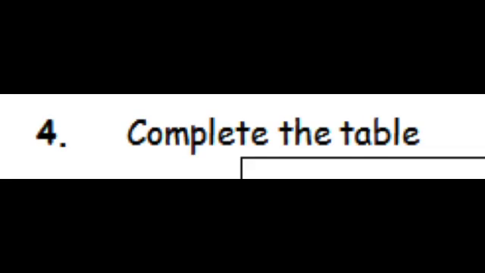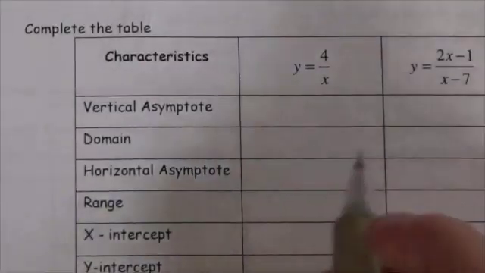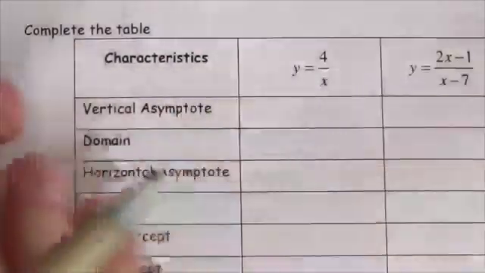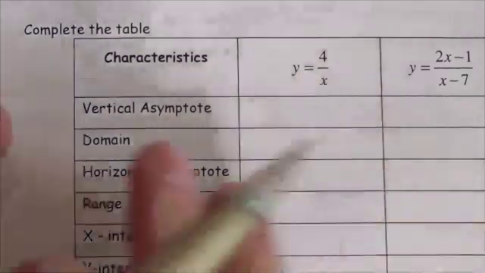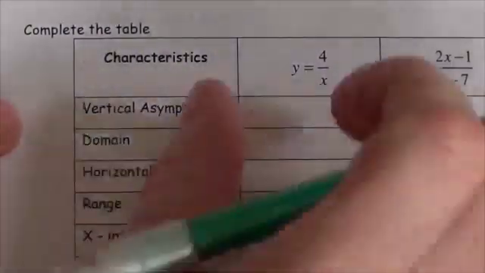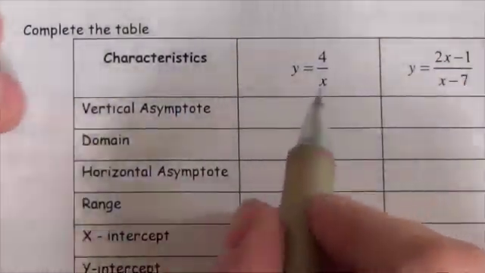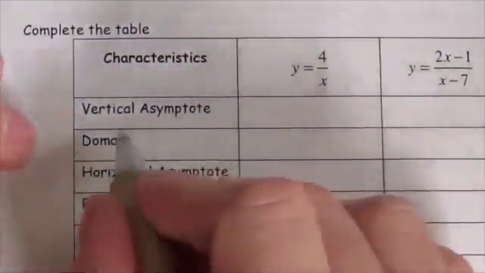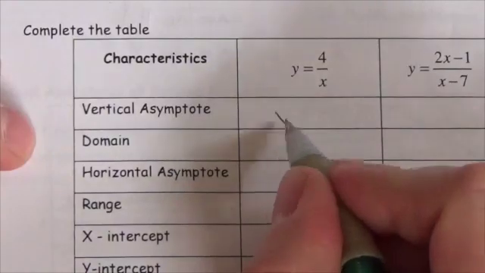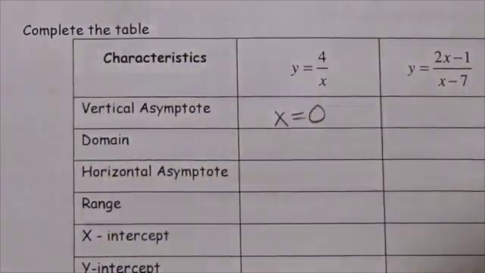Complete the following table. Okay, so here we go. Now what we're going to do is run across the rows here instead of going down the columns for each of these. So vertical asymptote, what we're doing is identifying where these things are undefined, right? So for our first one here, this is going to be undefined when x is equal to 0.